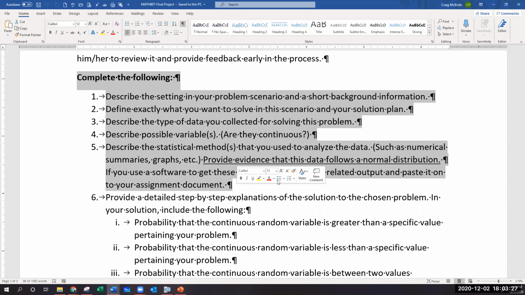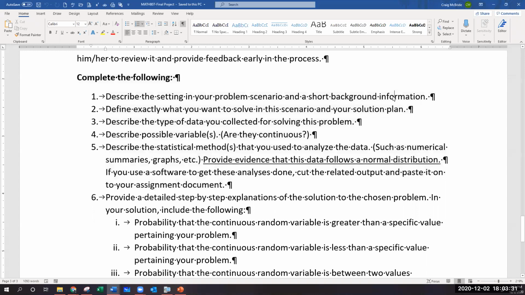When you describe the setting in your problem scenario and a short background information, that's where you describe the problem that you want to address, right? I mean, your dissertation, there's a problem, and then here's my solution, and then I'm going to go out and test it, and then here are my results, and then here's my summary. That's kind of what your dissertation is going to be all about. So number 1 is, what's the problem? What's the thing that you're trying to address? What's the thing you're trying to fix? What's the thing you're trying to improve, right?